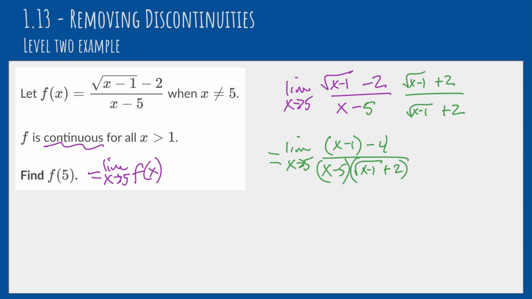So we end up with x minus 5 on top, canceling with x minus 5 on the bottom. So what we have left then is a function that we can plug the 5 in. We get 1 over, this is going to be the square root of 4, so 2 plus 2, and we get 1/4. So the limit of the function as x approaches 5 is going to be 1/4. That means that f of 5 also has to be 1/4.